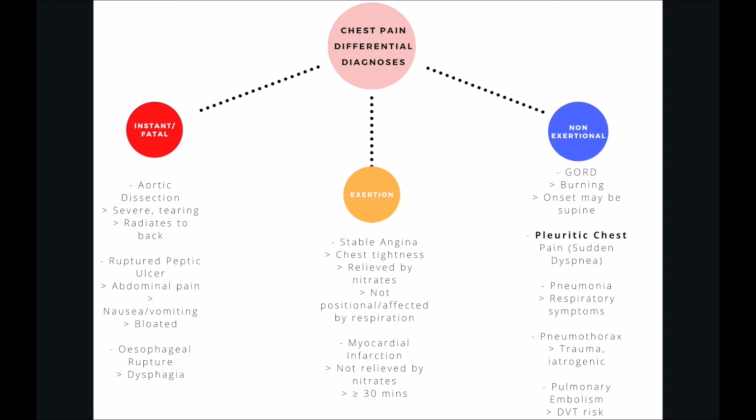If there are respiratory symptoms such as runny nose, fever, etc., you would be concerned about pneumonia. If there's been recent trauma or a medical procedure, a pneumothorax is likely. Finally, if the patient has deep vein thrombosis risk factors, a pulmonary embolism is possible.